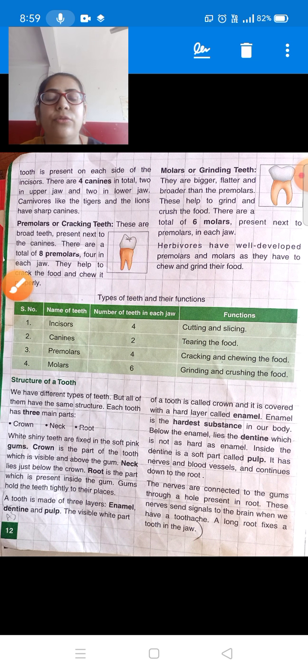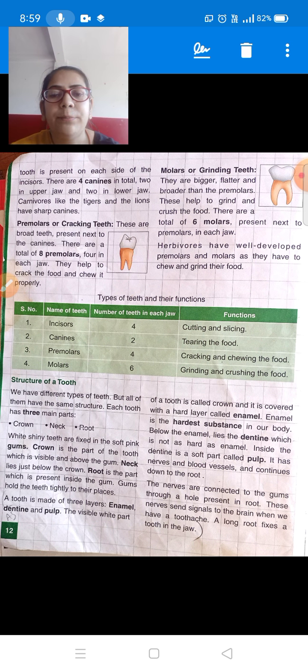So this was all about incisor and canine. Now premolars and molars. Premolars, these teeth are broad and present next to the canine. After the canine, which teeth are present? Premolar teeth are present. There are a total of 8 premolars, 4 in each jaw: 4 premolars in the upper jaw and 4 premolars in the lower jaw.